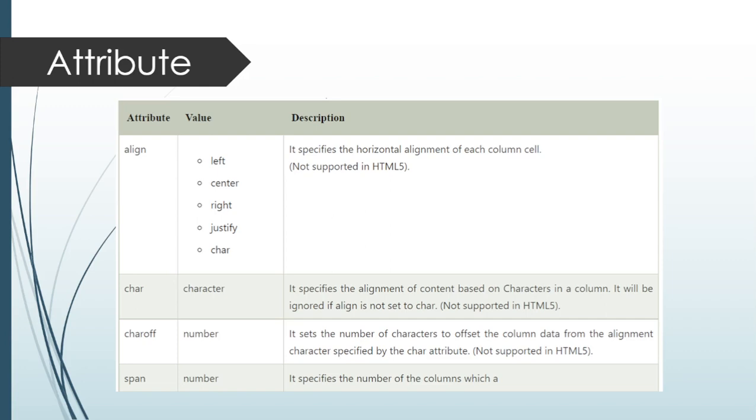So the first attribute we have is align, that means alignment. For alignment we can use left, center, right, justify or char. It specifies the horizontal alignment of each column cell. Not supported in HTML5. That means we cannot use this particular align attribute in HTML5.